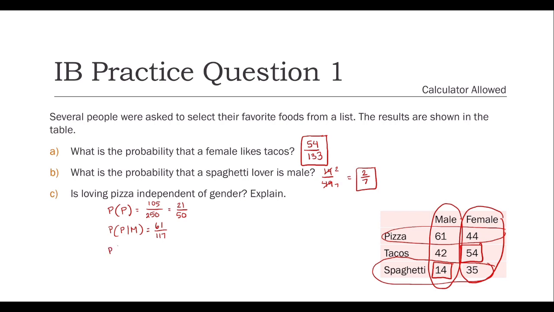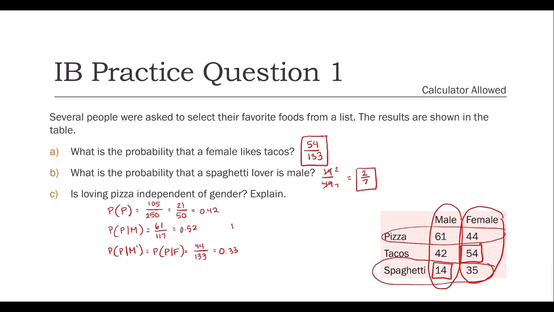And then our probability of loving pizza given that they're not male, which is the probability of loving pizza given that they're female, would be 44 out of the total females, which was 133. So if we write these as decimals, this first one is 0.42, and then we have approximately 0.52 and 0.33.